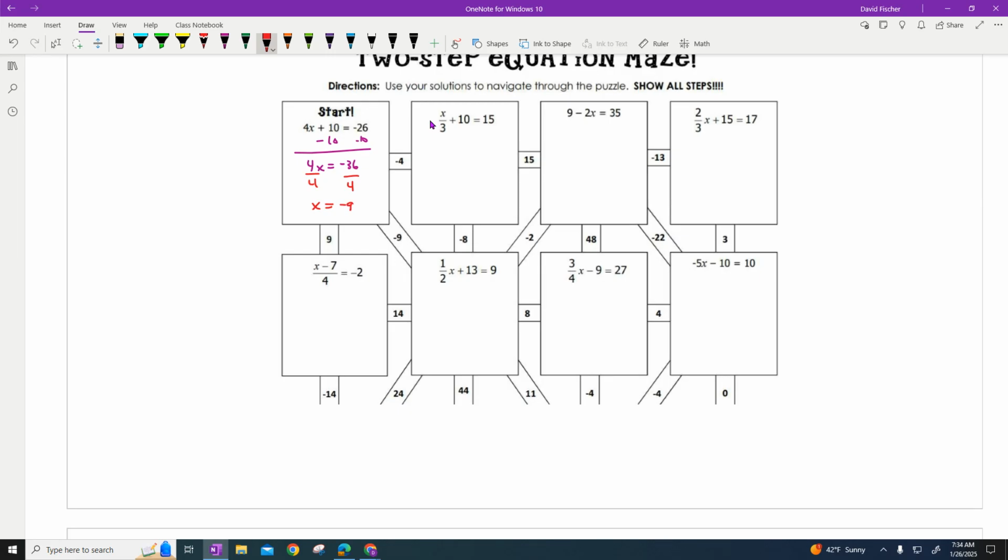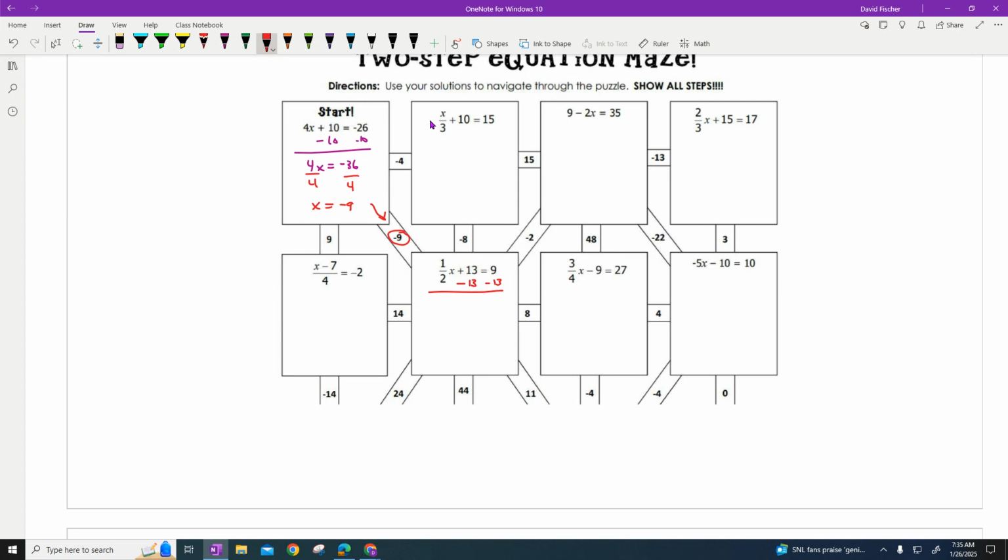Hey, what happened here? Subtract 10, that's minus 36. Negative 36 divided by 4, 9 times 4 is 36. Oh, I see. Here's negative 9 right here. So what they said is use your solutions to navigate through this puzzle. So we're going to go down this way. Here's our next problem right here. We're going to look for the answer, and we're going to go that path right there. So I'm hoping that you subtract 13, do your math, take the reciprocal. You're going to work your way through this puzzle by just following the path of the answers.